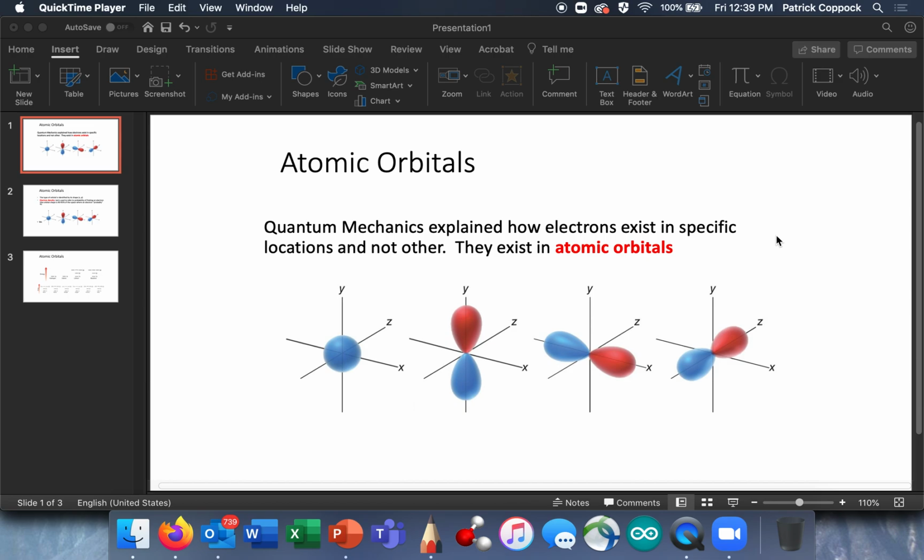Okay, so now we need to introduce the topic of atomic orbitals. Atomic orbitals are places where electrons exist. This was explained to us in the 1920s mostly by a group of scientists who came up with the concept of matter called quantum mechanics. It explains how electrons exist in specific locations and not in other locations, okay? The places where they exist are called atomic orbitals.